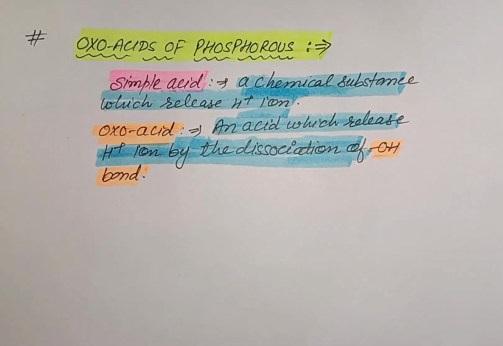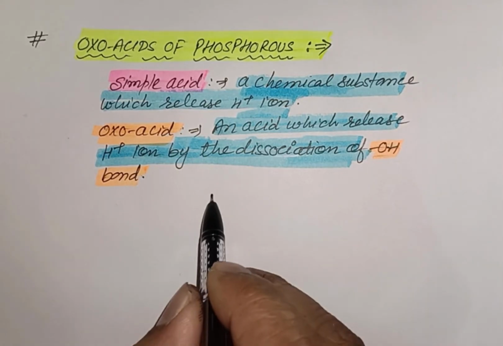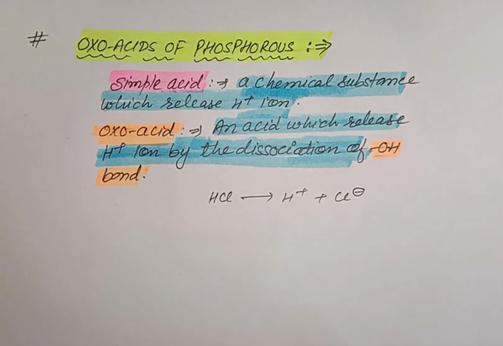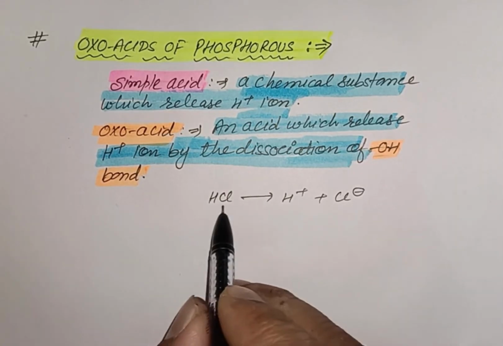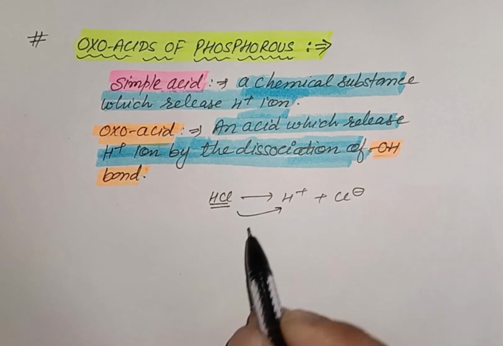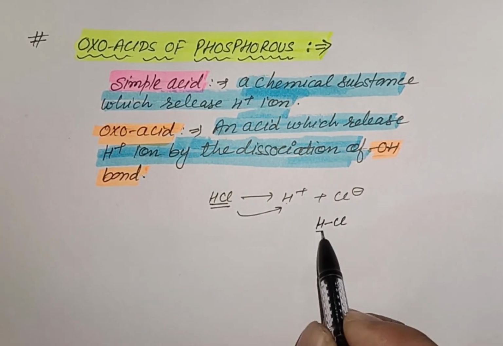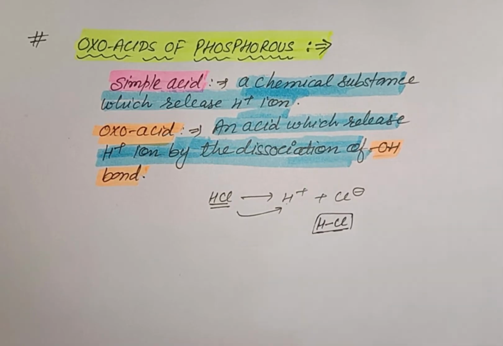The next topic is oxoacid of phosphorus. If we talk about a simple acid, any chemical substance which releases the H positive ion is called an acid. Suppose we have HCl. It forms H positive and Cl negative ions in aqueous medium. HCl releases the H positive ion, but in this case, this H positive ion is released due to the dissociation of the H and Cl bond.